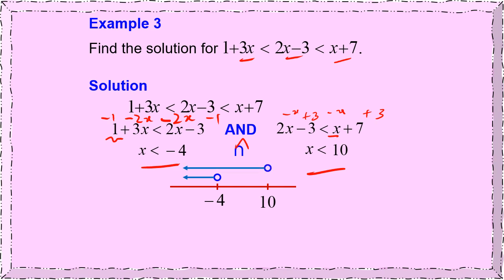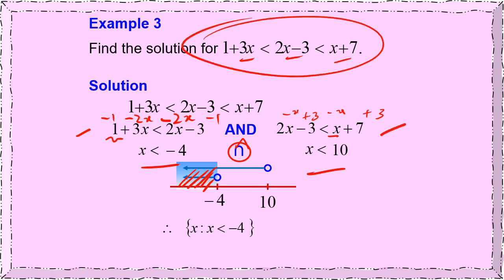So where is the intersection? The one that has the two lines. So it should be this area, right? That will be your intersection between the two sets. So the final answer should be x less than negative 4. Okay, so it will satisfy this inequality, so it will satisfy the overall inequality. Understand? Okay.